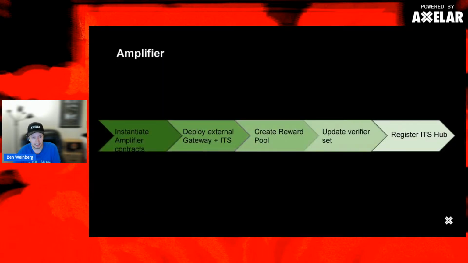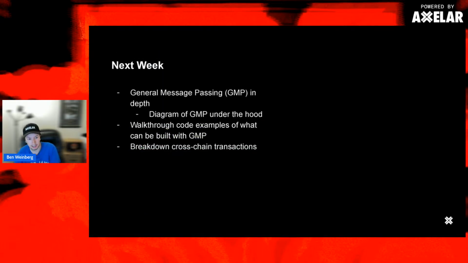For next week, as I said before, we're going to go much deeper into GMP. We're going to have a diagram showing exactly the step-by-step of how a message is sent. We're going to walk through code examples together. We're going to even go through two-way GMP, so send a message from Ethereum to Avalanche and then receive it back from Avalanche to Ethereum all in one transaction. It does it automatically, a kind of ping pong. And then we'll do a breakdown of the cross-chain transactions.